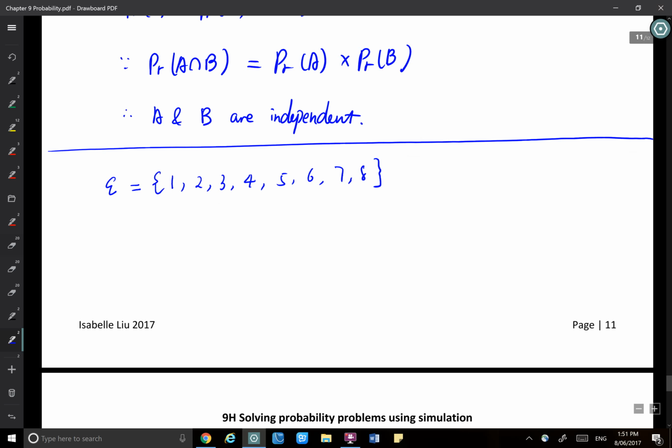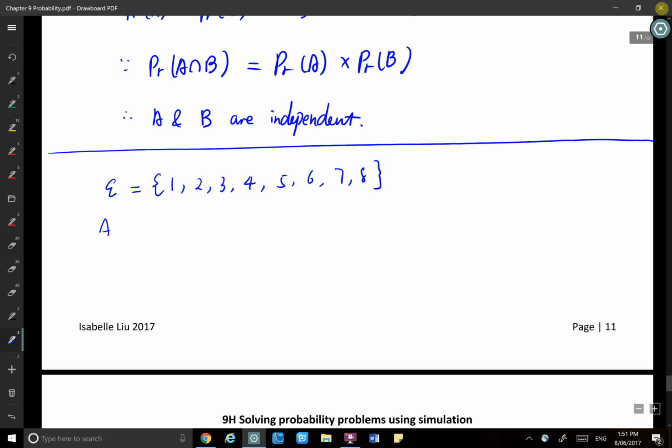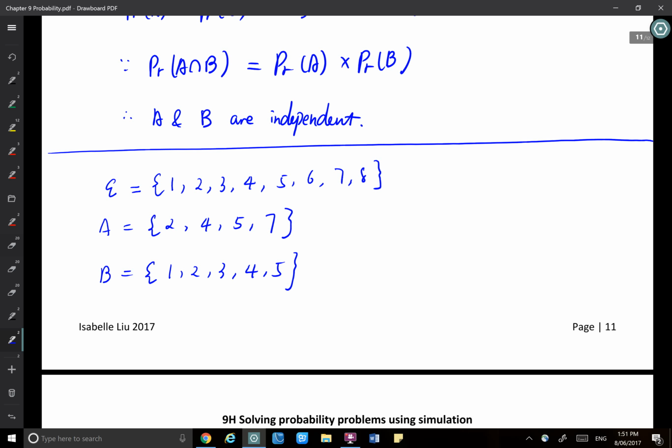Okay, that's my whole set. And then set A will have 2, 4, 5, 7. And set B will be 1, 2, 3, 4, 5. And I ask you whether A and B are independent or not. Whether event A and event B are independent or not.